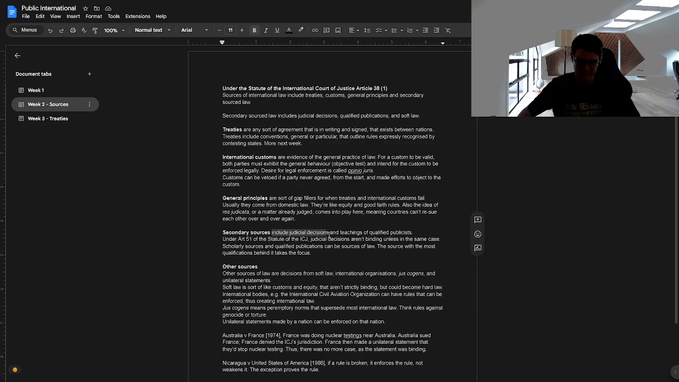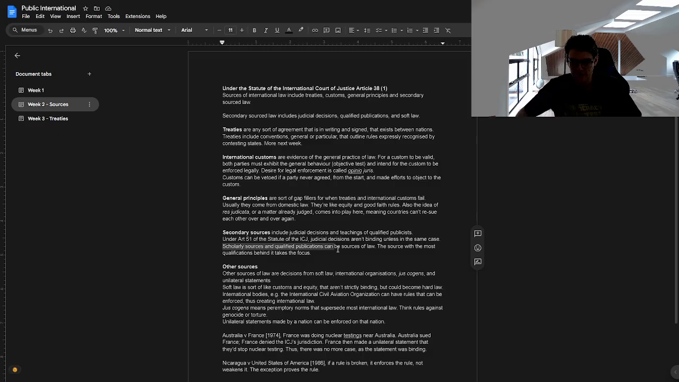Secondary sources include judicial decisions and teachings of qualified publicists. This is when all these fail, this sort of comes in. Article 59 of the Statute of the ICJ says that judicial decisions are not binding unless it's in the same case. So, in Australian law, if a judge decided something 400 years ago and the facts are the same, then you have to apply what the judge said back then to this case. That's not the same in international law. Unless we've got one case that is drawn out with multiple issues, and right at the start a judge makes a decision, that decision will still be binding for the rest of the case. So the judicial decision isn't binding unless it's in the same context of the same case. That's the rule there. But they can be used as secondary sources of law for other cases.